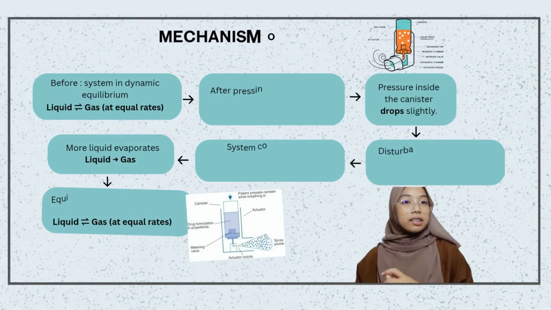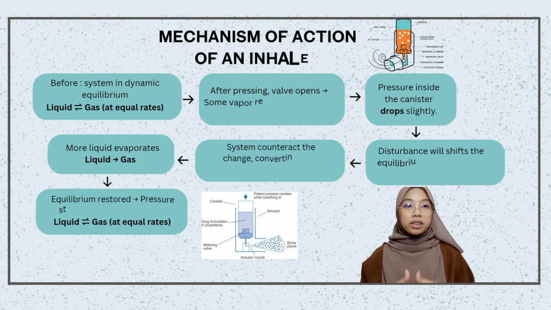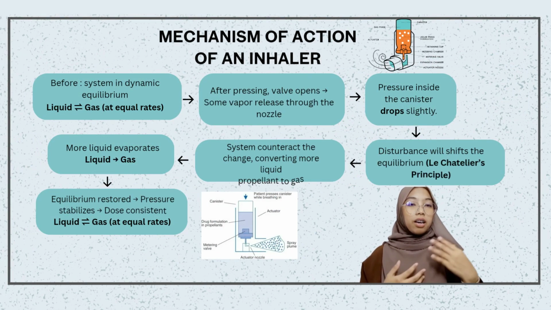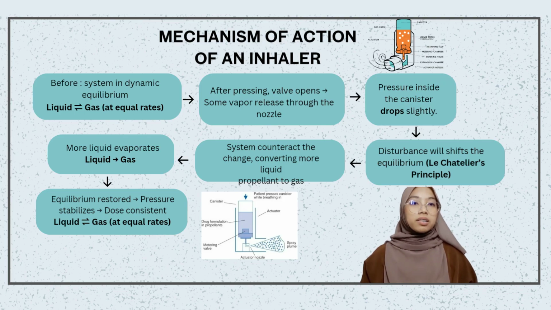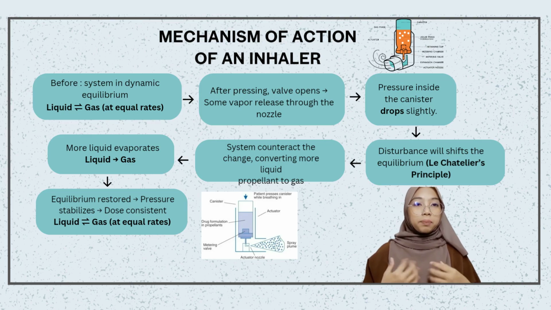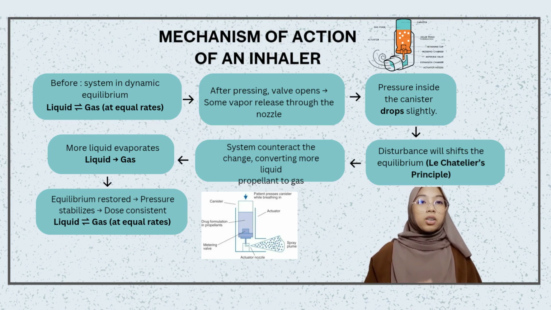So these two phases exist in dynamic equilibrium, which means that the liquid propellant is constantly evaporating into gas, while gas molecules are condensing back into liquid propellant at equal rates, which means that the inside of the canister will have a constant vapor pressure, which is very essential for consistent dosing. But when the user presses the inhaler, some vapor and liquid will be released through the nozzle, which means that inside the canister, pressure will drop slightly and disturb the equilibrium.